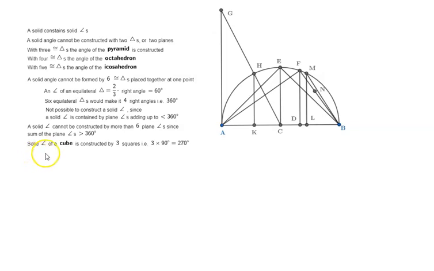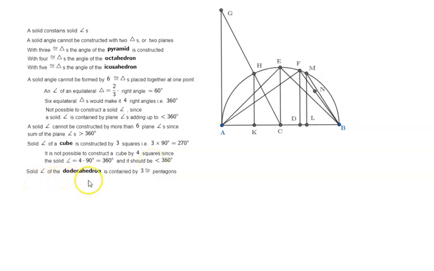A solid angle of a cube is constructed by 3 squares perpendicular to each other. That is 3 times 90 degrees, which is 270 degrees, which is less than 360 degrees. So, yes, but it is not possible to construct a cube by 4 squares, since the solid angle would be equal to 360 degrees and it should be less than 360 degrees.